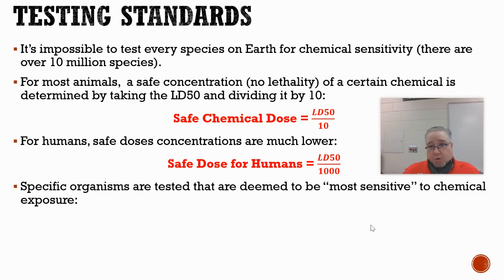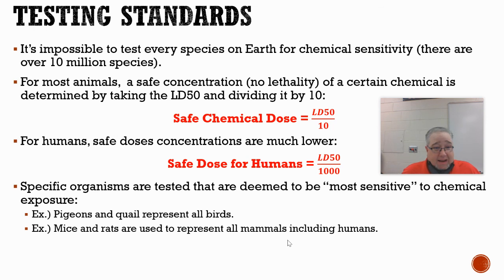Now, when we run these tests on organisms, we typically do this in a lab setting, and a lot of times we'll use birds, sometimes we'll use fish, sometimes we'll use mammals. Typically, they use pigeons and quail. Those are the two different species that they use, because those two species are very sensitive to a lot of chemicals. So we use those birds to represent all birds. Mice and rats we typically use to represent all mammals, including human beings. So if we consider something to be a safe dose for, let's say, a rat, even though we use them as sort of human examples, again, we still want that dosage to be much less for human beings.